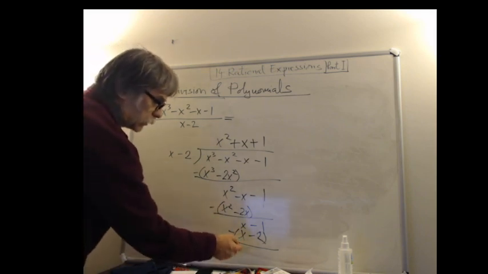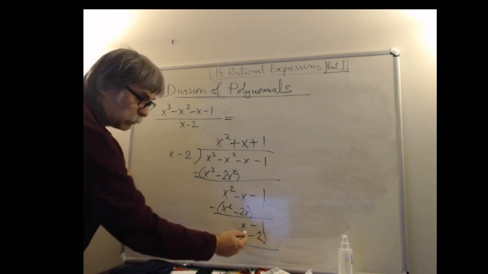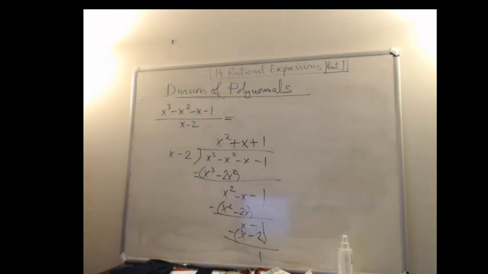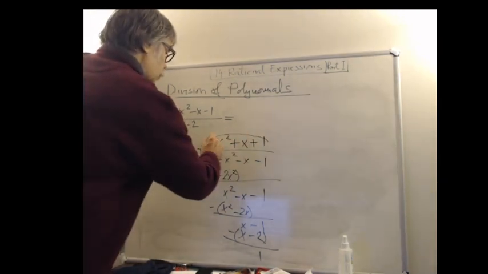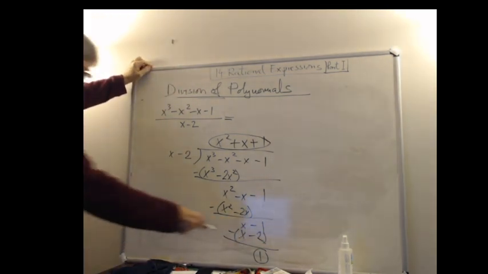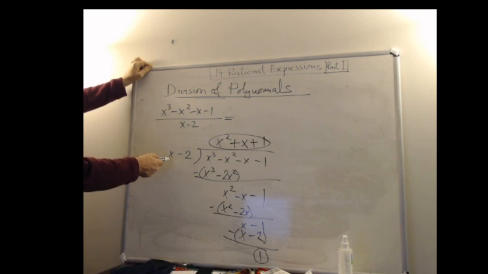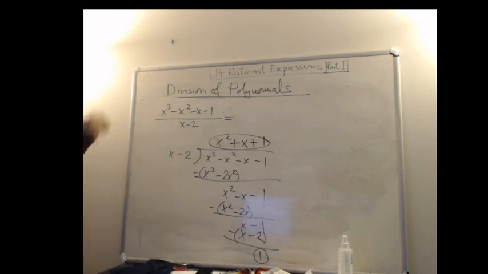X minus x is zippo. Negative 1 minus negative 2 is positive 1. So you get 1 as a result. This is your quotient. This is your remainder. Why? Remainder has a degree 0. This has a degree, divisor, degree 1. Remainder has a degree smaller than a divisor.